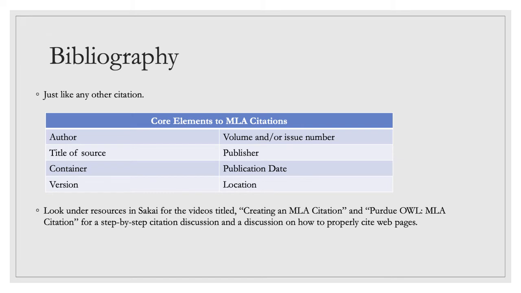There are core elements to every MLA citation. One of the things I want you to remember is that not every source has all of the core elements. So if an element is missing, you just skip to the next element. And the elements go in a citation in order: author, title of source, container, version, volume or issue number, publisher, publication date, and location, always in that order. Keep that in mind as you watch the other videos and you get better at this.